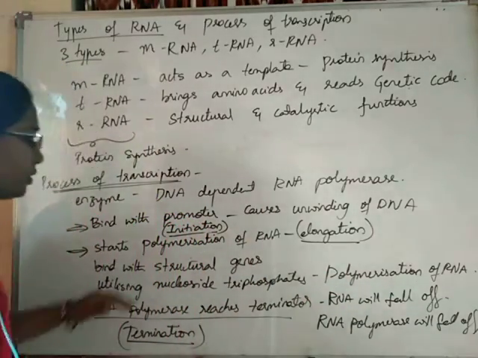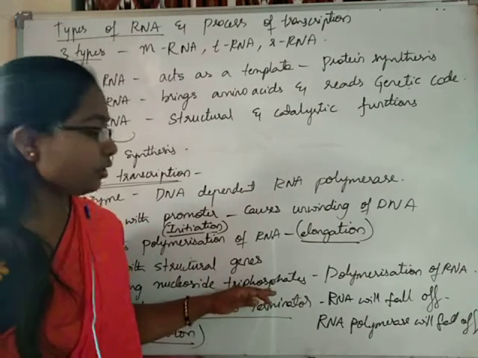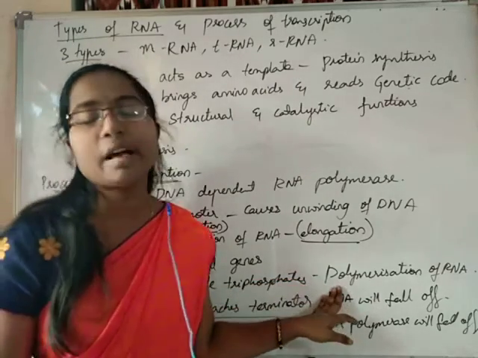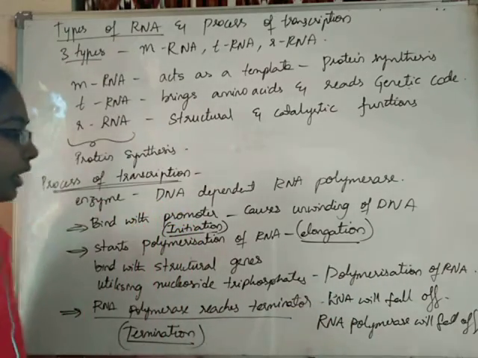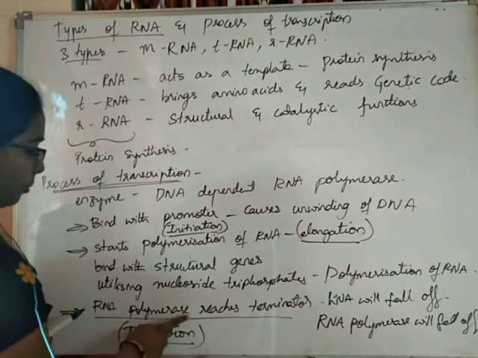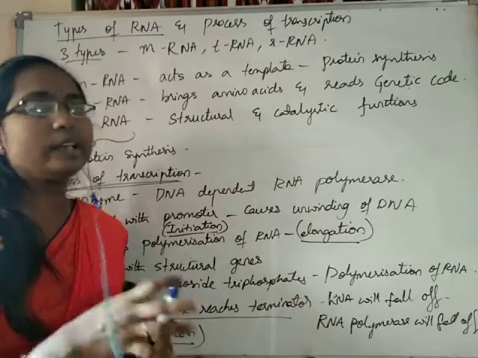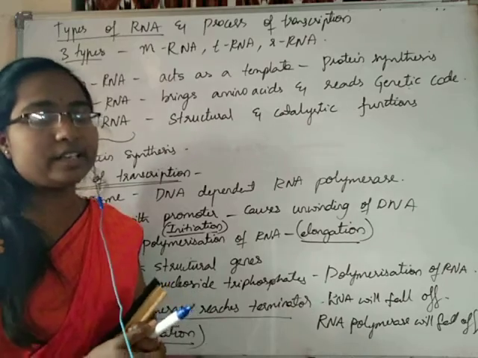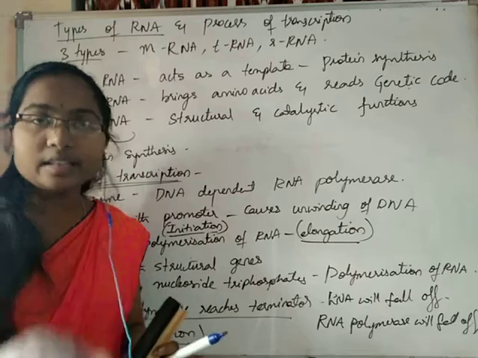Using structural genes, nucleoside triphosphates are added to the RNA molecule. The nucleoside triphosphates are used for polymerization of RNA by the enzyme DNA dependent RNA polymerase, and elongation of the RNA is done. After elongation of the RNA, the next step will be RNA polymerase reaching the terminator. We have already studied that this is the place of the gene where transcription will end.